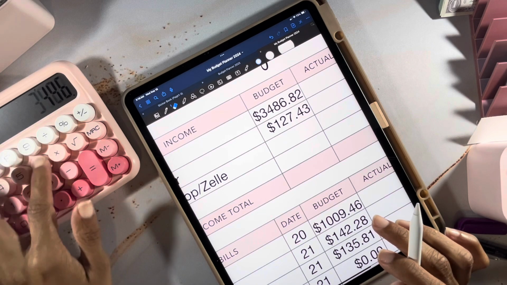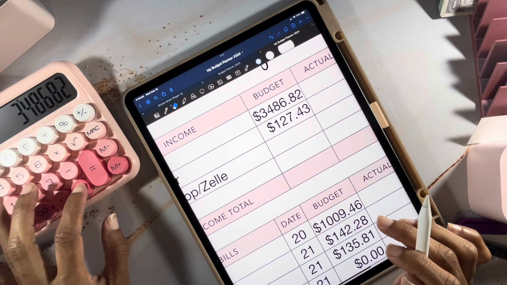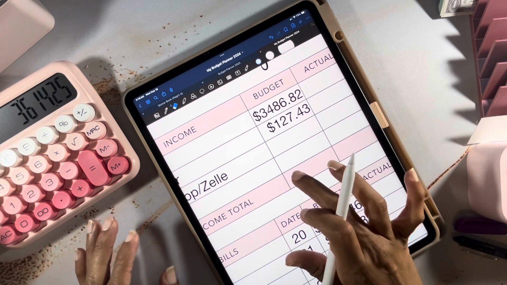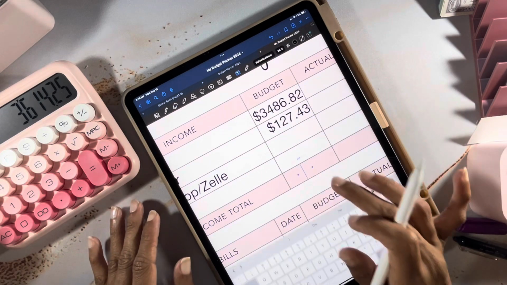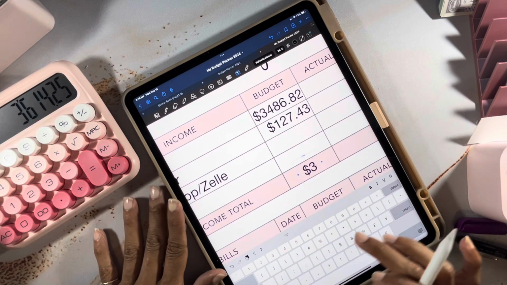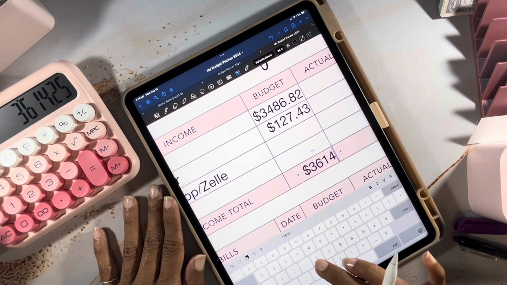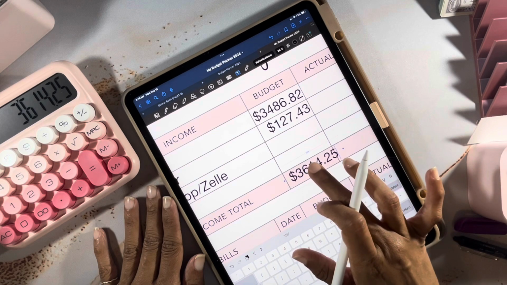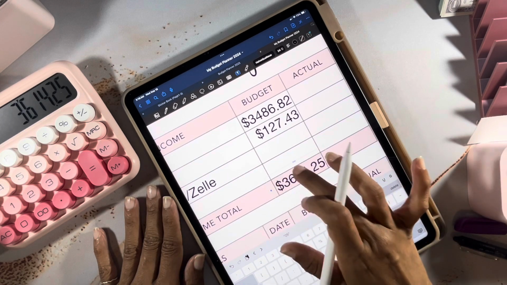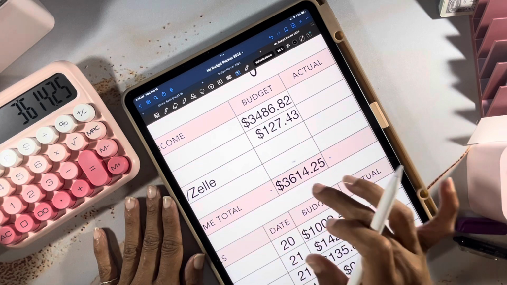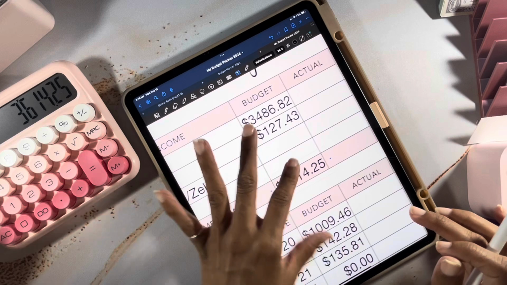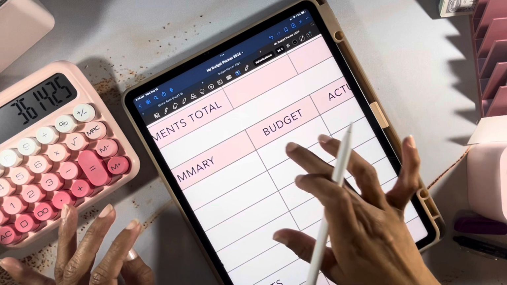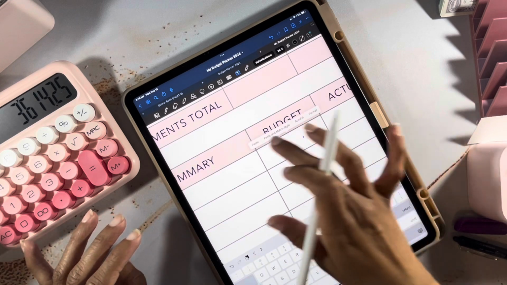Okay, so let's go ahead and total this up. 3486.82 plus 127.43 equals, that's going to give me a total of $3,614.25. Okay, so I'm going to take this and copy, and then I'm going to go ahead and put this down into my budget summary for income.